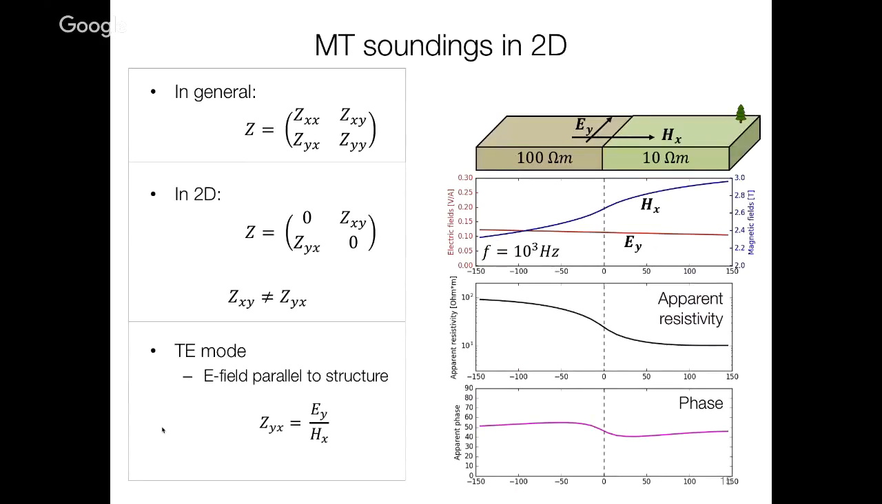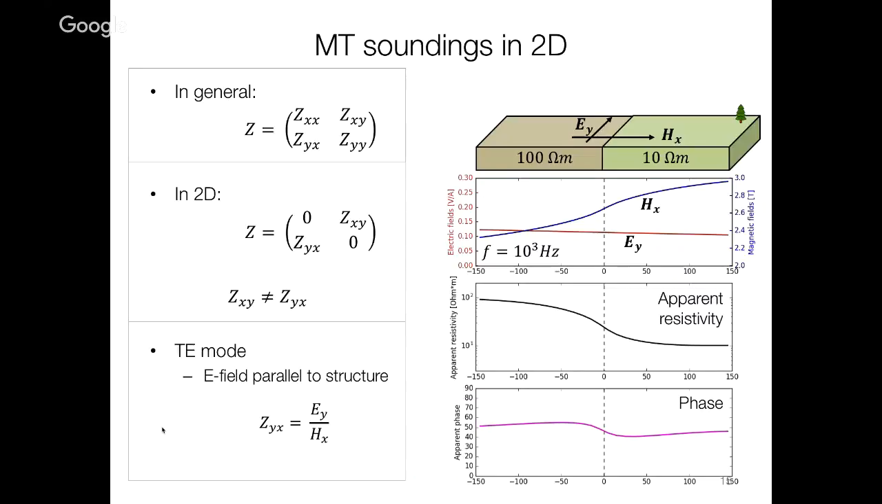So what happens in 2D? Now things get a bit more interesting. Let's suppose that we had a situation that looked like this. So we had 100 ohm meters on this side and 10 ohm meters on that side. We're going to do a survey that goes from left to the right. And we have 2 modes that could occur. There is a TE mode in which the electric field is parallel to the structure. And let's see what happens with that.